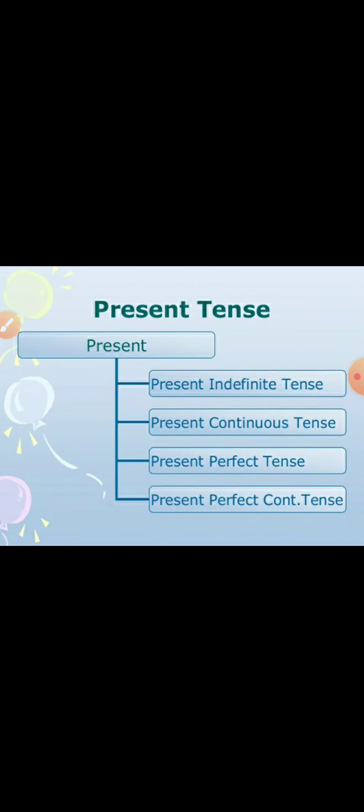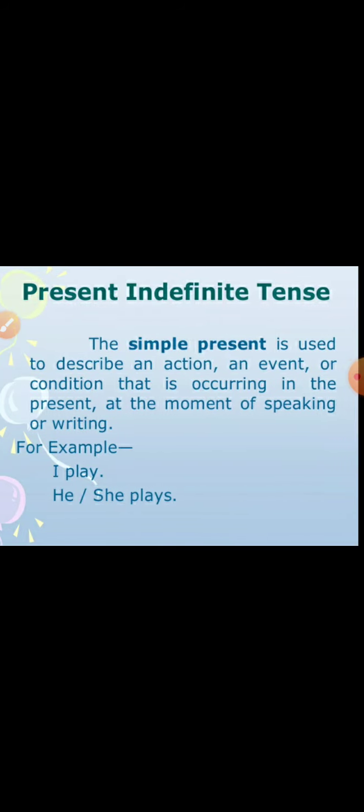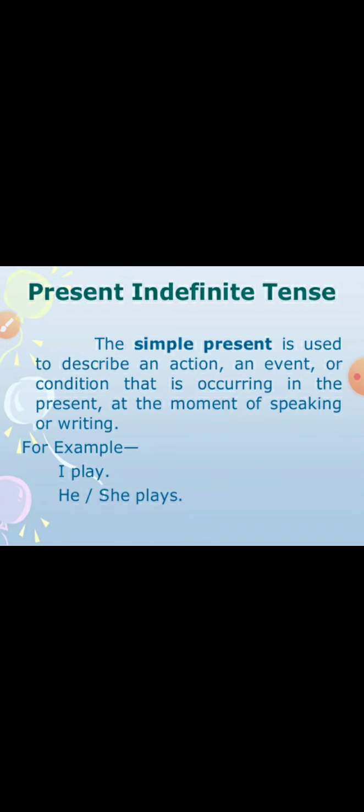Now, first of all, let's talk about present tense. As we said, that it has been further divided into 4 categories based on the aspect. So first of all, present indefinite tense, present continuous tense, present perfect tense, and last one is present perfect continuous tense. Let's see what present indefinite tense or present simple tense does.